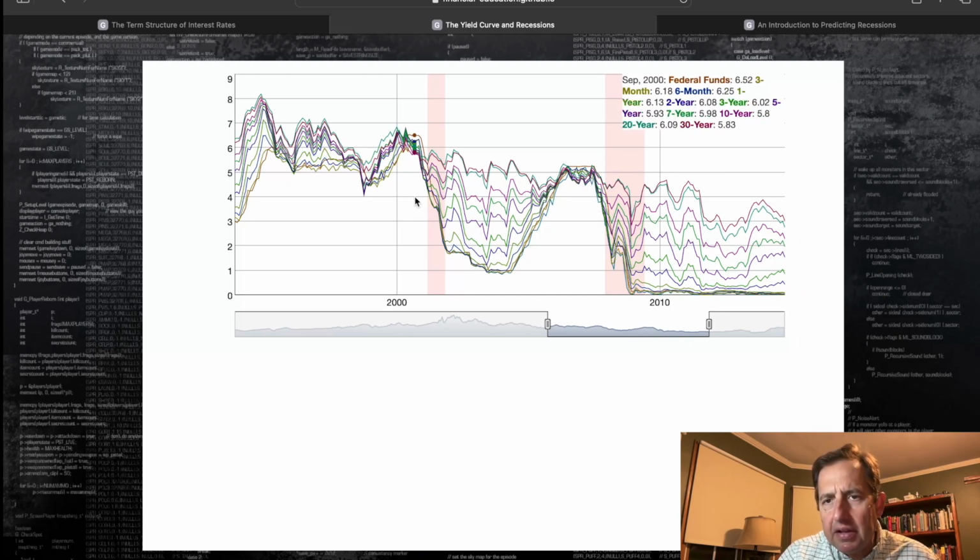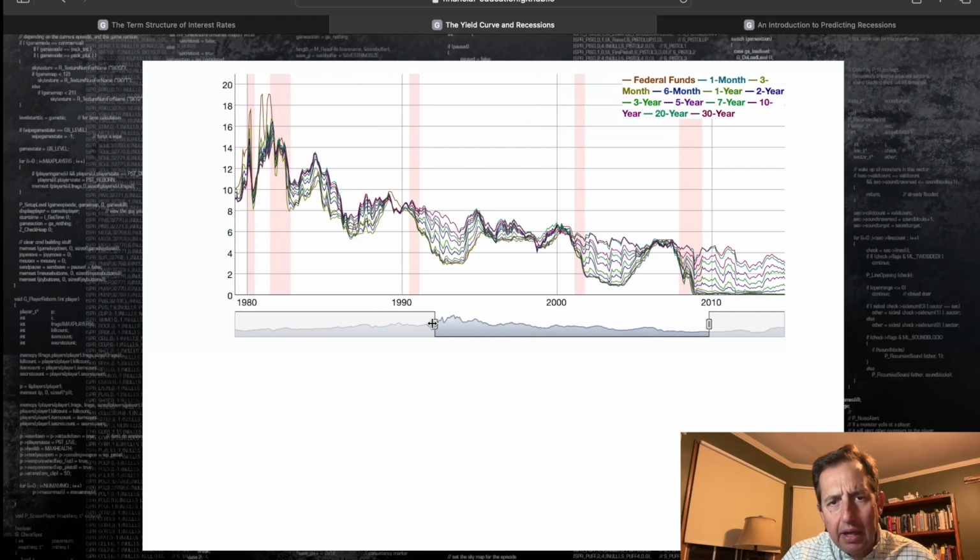Let's see, it's inverted here. The 6-month is 6.25, 30-year is 5.83, right? And then we go into the 2000 tech bubble, right? And then the yield curve sort of quickly uninverts again. So generally speaking, 1990. So this is 89. What do we have here? Federal funds at 8.28, 8.56 on the 30-year. So we're in a flat yield curve, maybe not necessarily inverted.